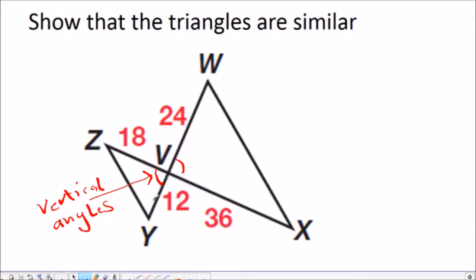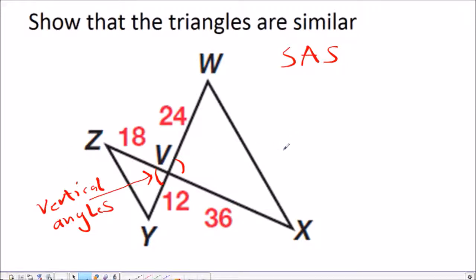I have an 18 and a 12 right there, and they do include the angle. I have a 24 and a 36 right there, and that includes the angle. So what a lot of brand new students do is they go, oh, side angle side, sweet. That's not quite enough, okay, because we learned a minute ago we have to show that the side lengths are proportional. Okay, it's not a big deal, but we need to show the work.